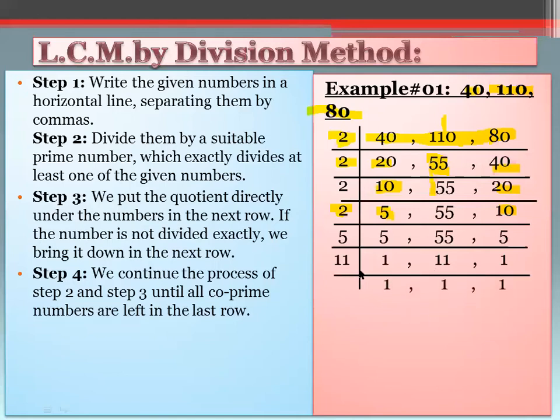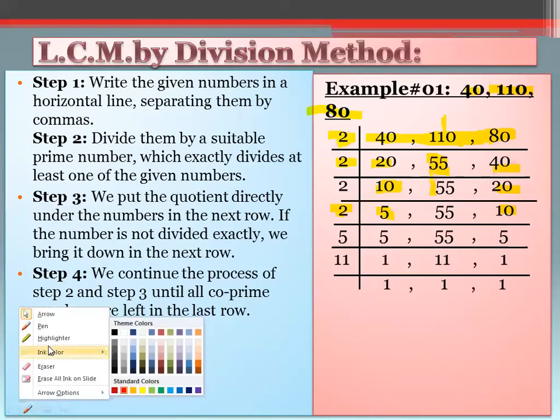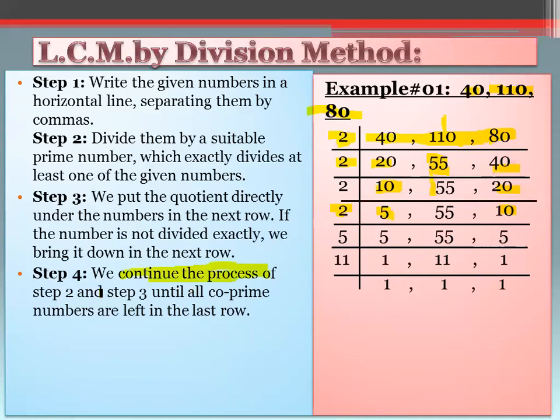So my dear students, 11 into 1 is 11. What you have to do is continue the process of steps 2 and 3 until all co-prime numbers are left in the last row. If you look at the last row, you have all the co-prime numbers, so you will stop here. You stop when you get co-prime numbers at the end, that is 1. Here you will not stop because 11 is not a co-prime number.